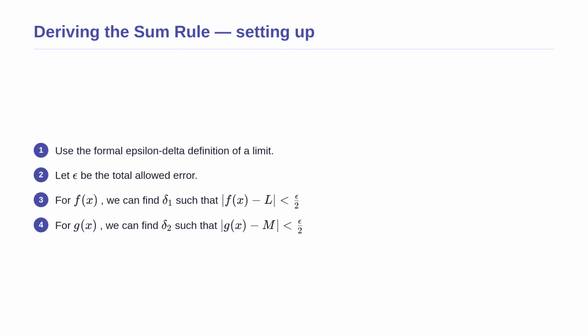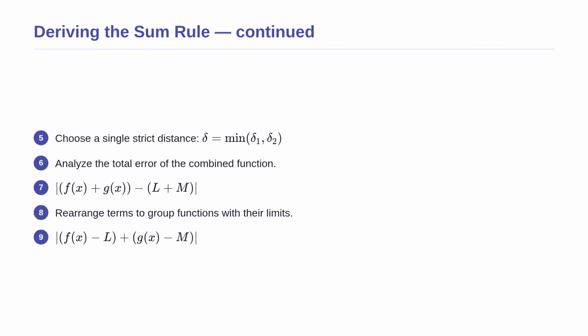We choose to force the distance between each function and its limit to be strictly less than half of our total allowed error, which we write as epsilon over 2. We do this by restricting our input x using small distances, delta 1 and delta 2. To ensure both error conditions are met simultaneously, we choose a new delta that is the minimum, or the smaller, of delta 1 and delta 2.